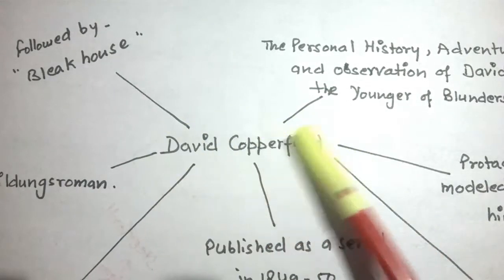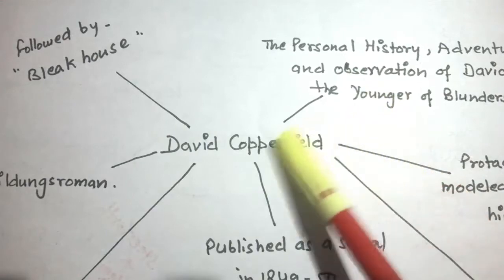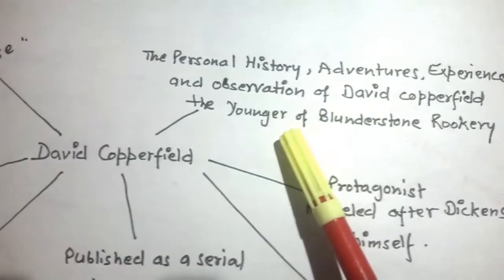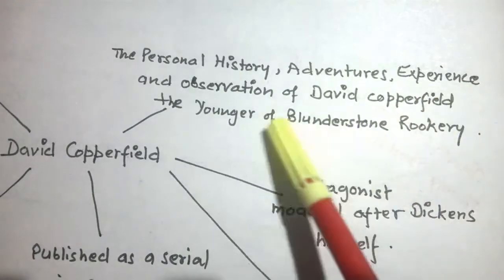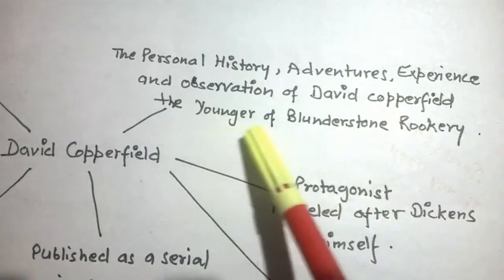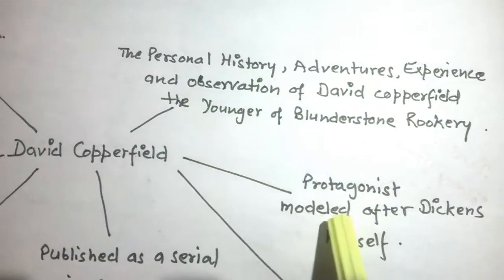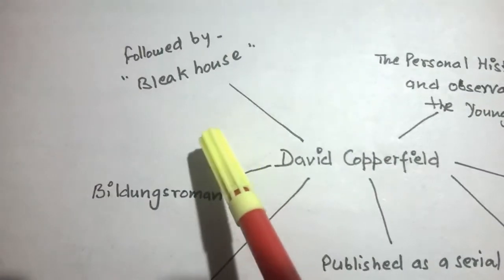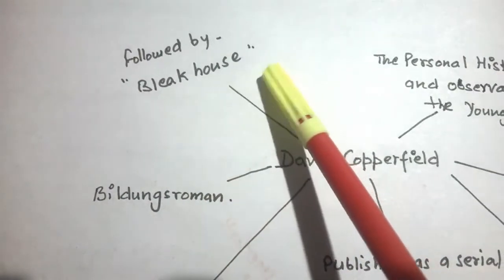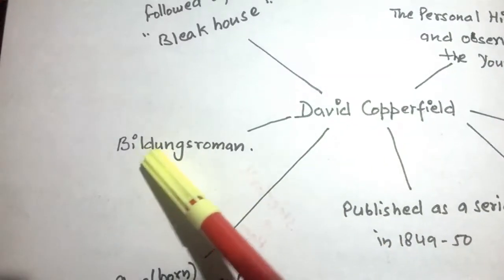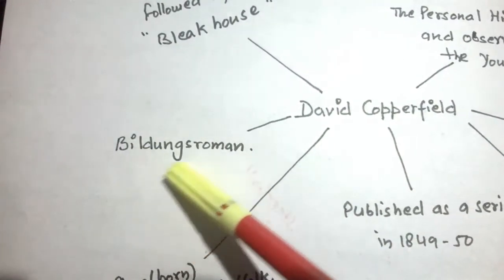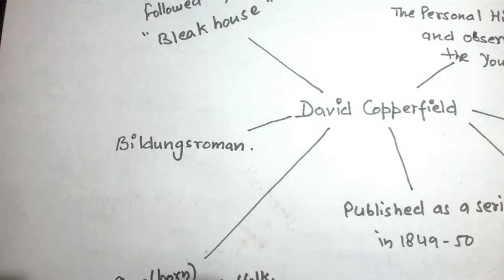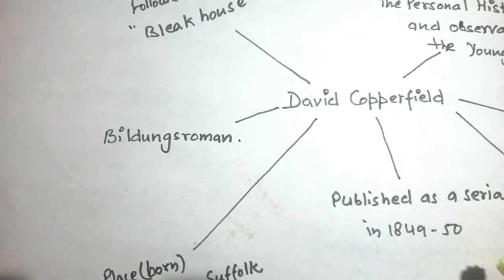So, David Copperfield by Charles Dickens. The full name of this work was The Personal History, Adventure, Experience and Observation of David Copperfield, the younger of Blunderstone Rookery. This work came after Bleak House by Charles Dickens. It is a Bildungsroman. A Bildungsroman is a work in which the writer shows the development of the protagonist from his childhood to his young age.